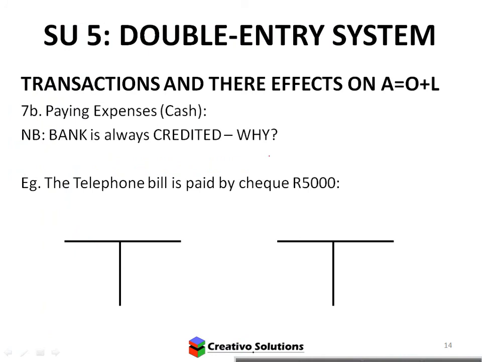The telephone bill is paid by check. What happened? Good. Paid by is important because now I know that this is being affected. Good. This is what? Yeah, but what is it? It's a liability. How is a telephone a liability?